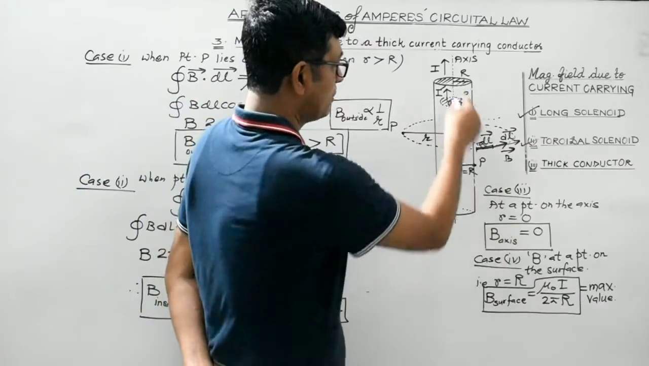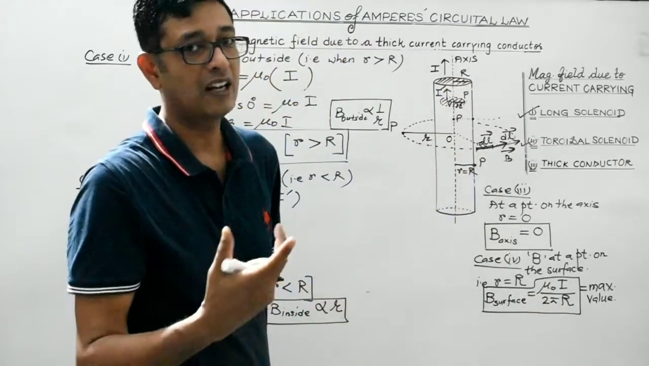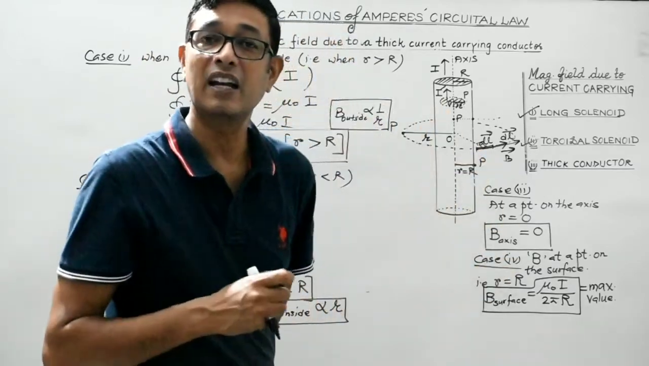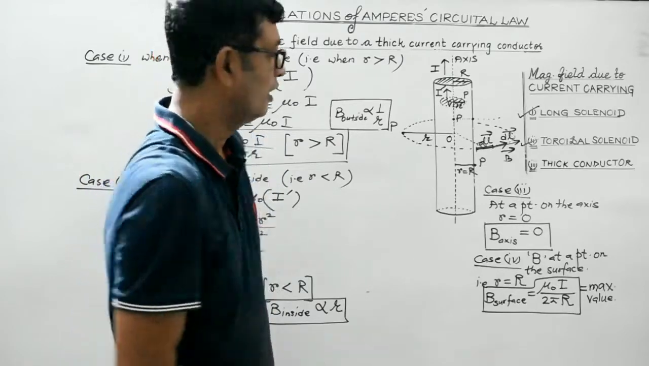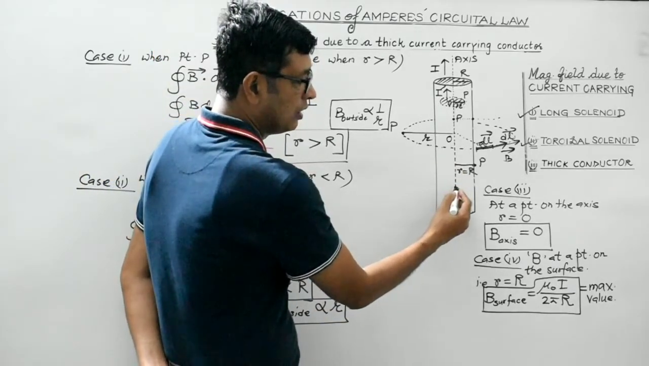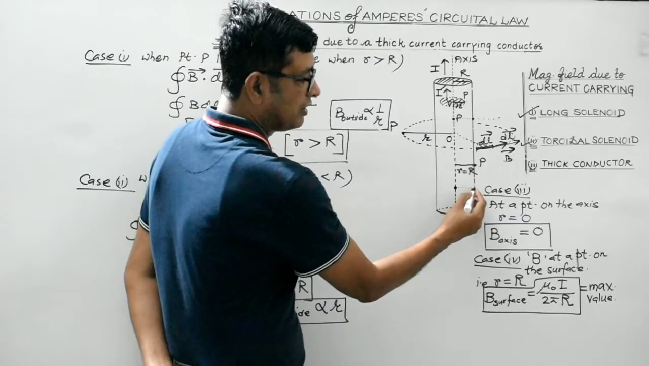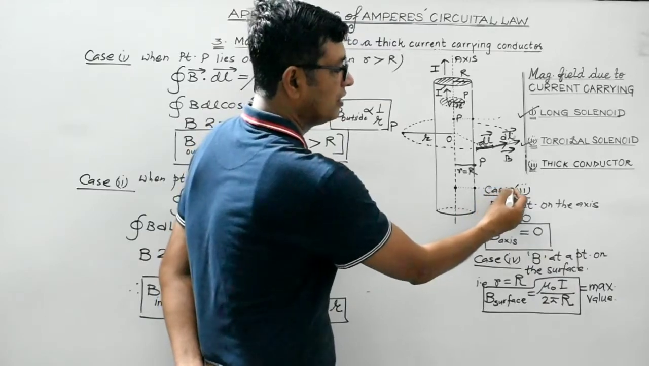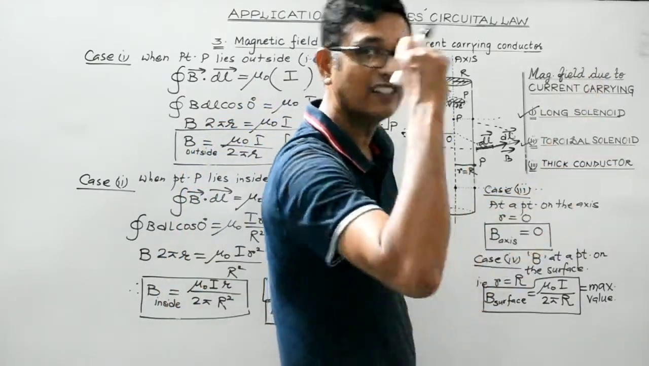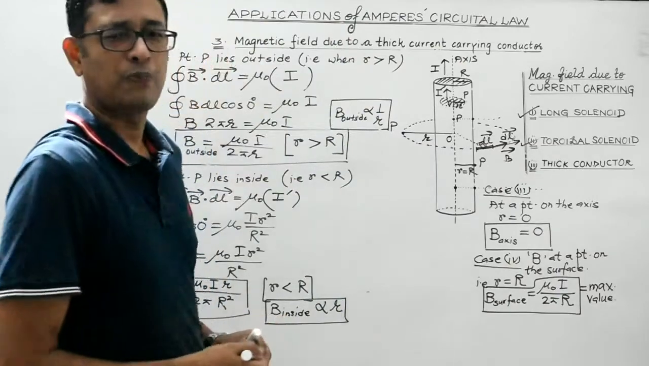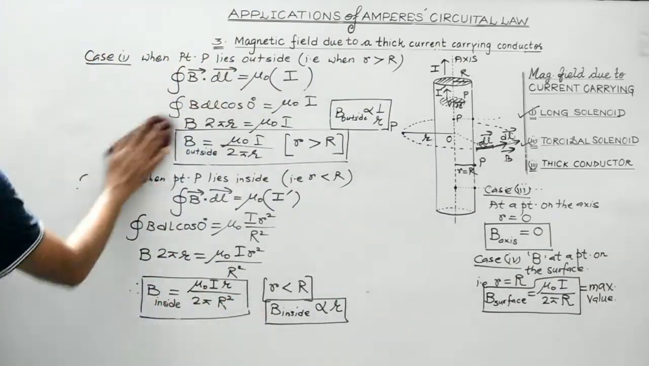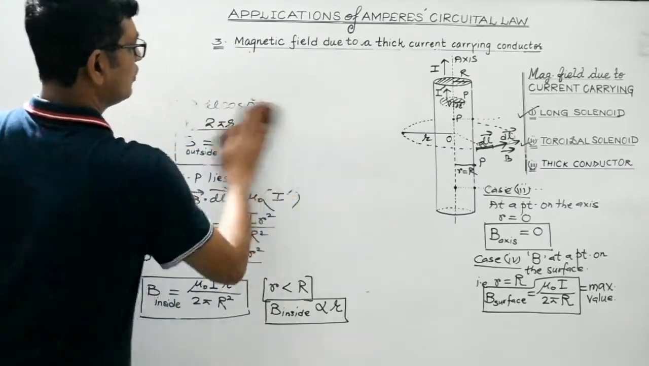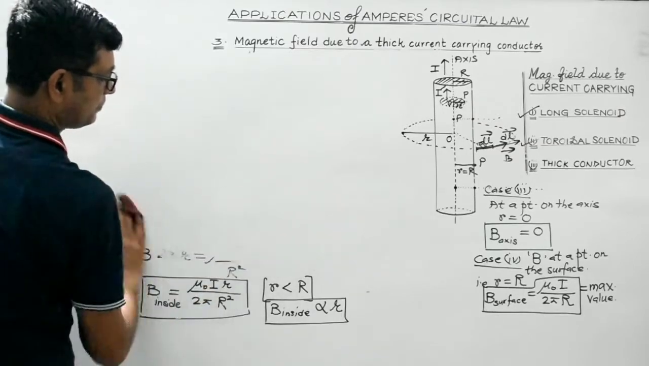In case the observation point lies on the axis, then the magnetic field becomes 0. In case the observation point lies on the surface, then magnetic field becomes maximum. So here it is 0. It will keep on increasing, till its value at the surface becomes maximum. And thereafter, outside, if you keep on increasing the distance, the strength of the magnetic field will keep on decreasing, right? So let's plot the graph showing the variation of magnetic field with distance small r. So we'll make use of all the results which we have obtained mathematically.